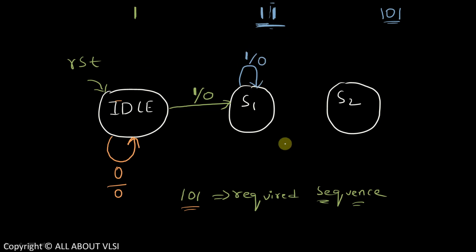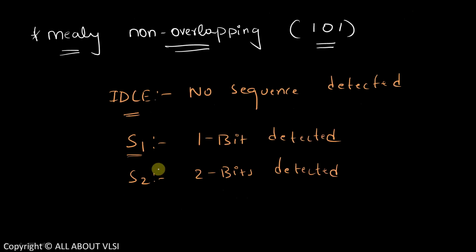Now, if my input is equal to 0, I already have a bit 1 because I am in S1 state, and if my next bit is 0, then these two bits match my sequence. My sequence is 101 and two bits are matching. So I am going to S2 state, which is the 2 bits matching state, but I am making my output equal to 0.